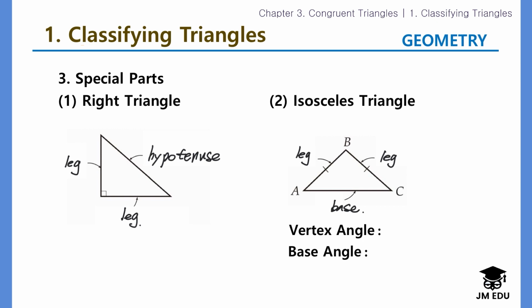Okay? And angle right here, we have three angles here, right? Angle A, angle B, angle C. Especially this angle is called the vertex angle. So vertex angle is angle B. And these two angles right here, the angles with the base, right? Angle A and angle C, these two angles are called base angles. So base angles are angle A and angle C.